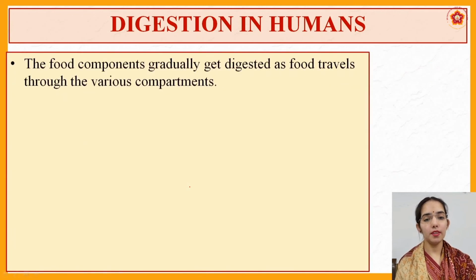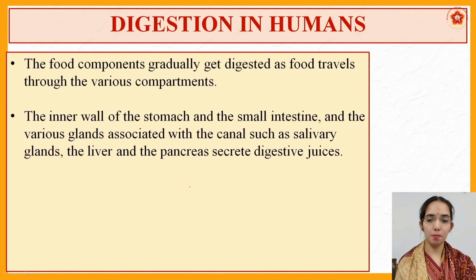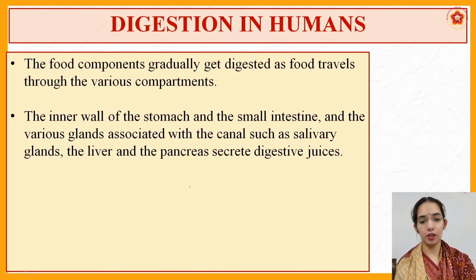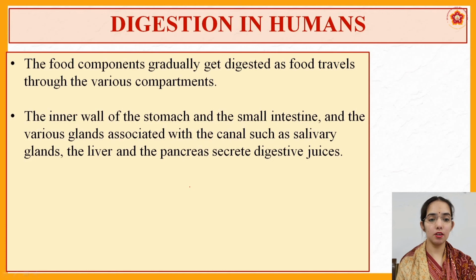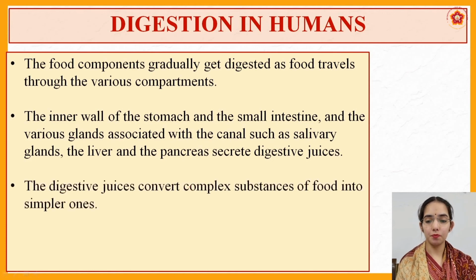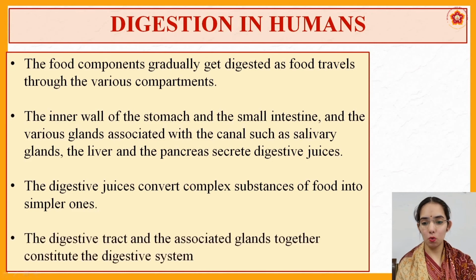The food components gradually get digested as the food travels through the various compartments. The inner wall of the stomach and the small intestine and the various glands associated with the canal, such as salivary gland, liver, pancreas, secrete digestive juices. These digestive juices convert complex substances into simpler ones. The digestive tract and associated glands together constitute the digestive system.